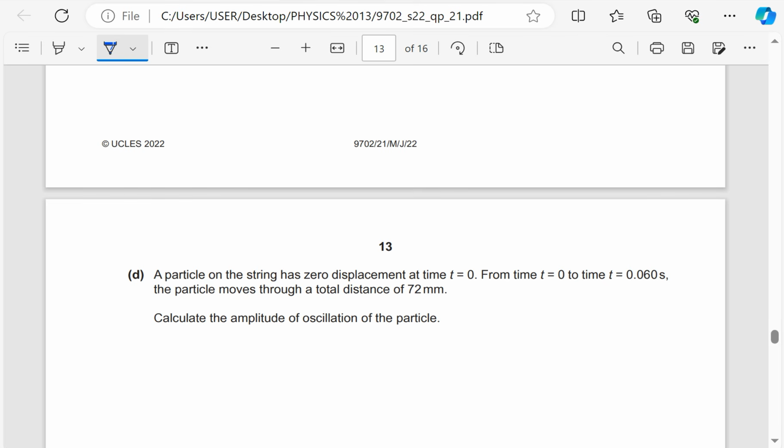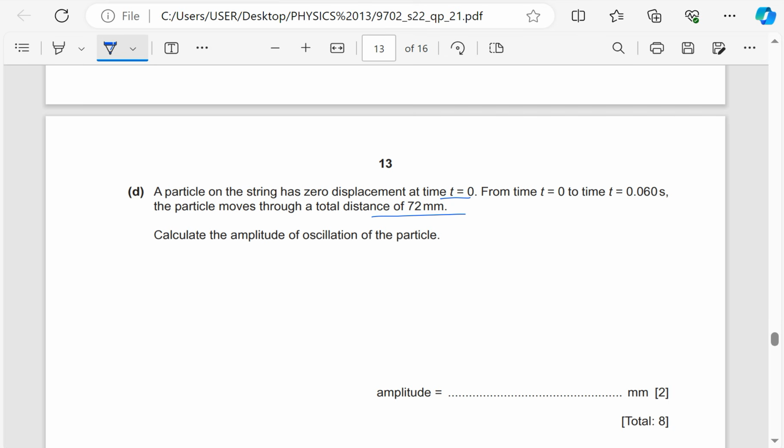A particle on the string has zero displacement at time t equals 0. From time t equals 0 to time t equals 0.06, the particle moves through a total distance of 72 millimeters. I'll just sketch, initially at t equals 0, that's what we had.